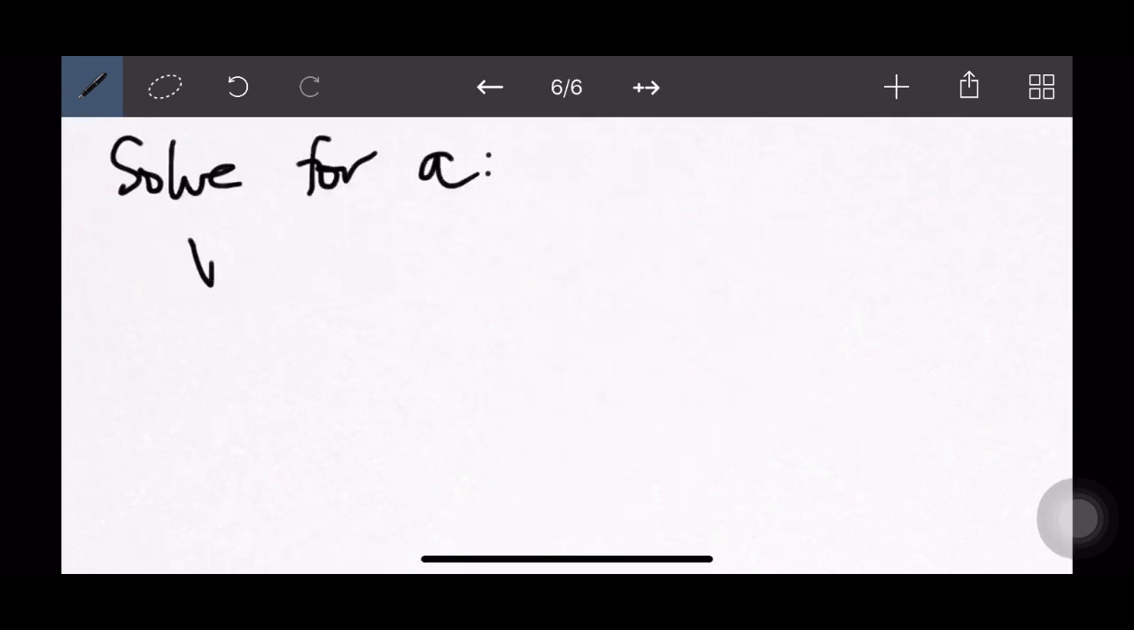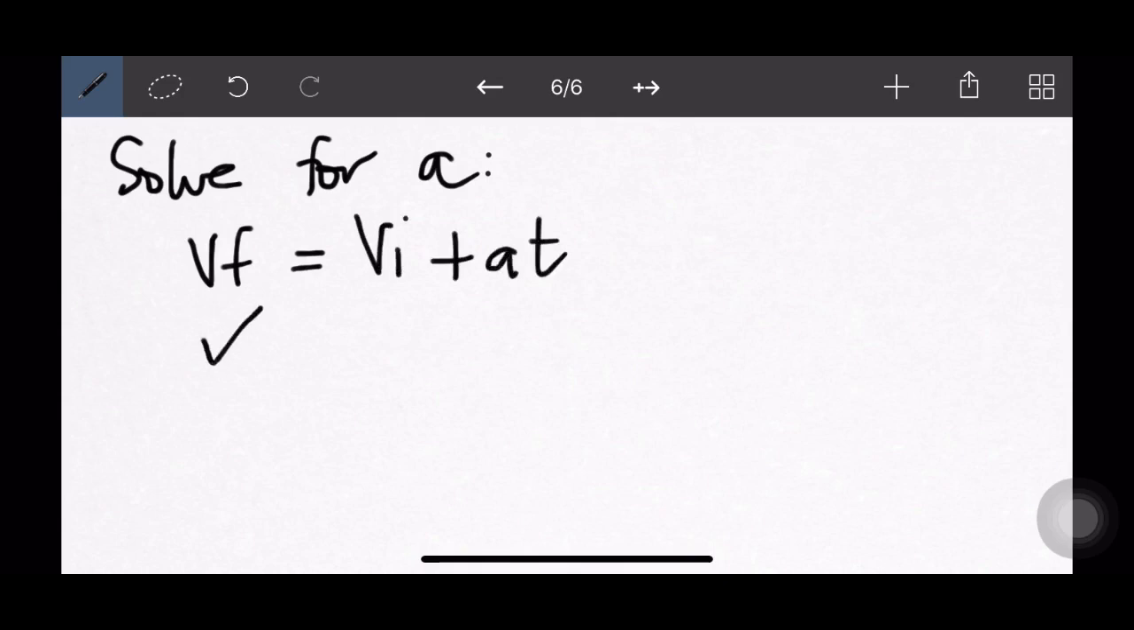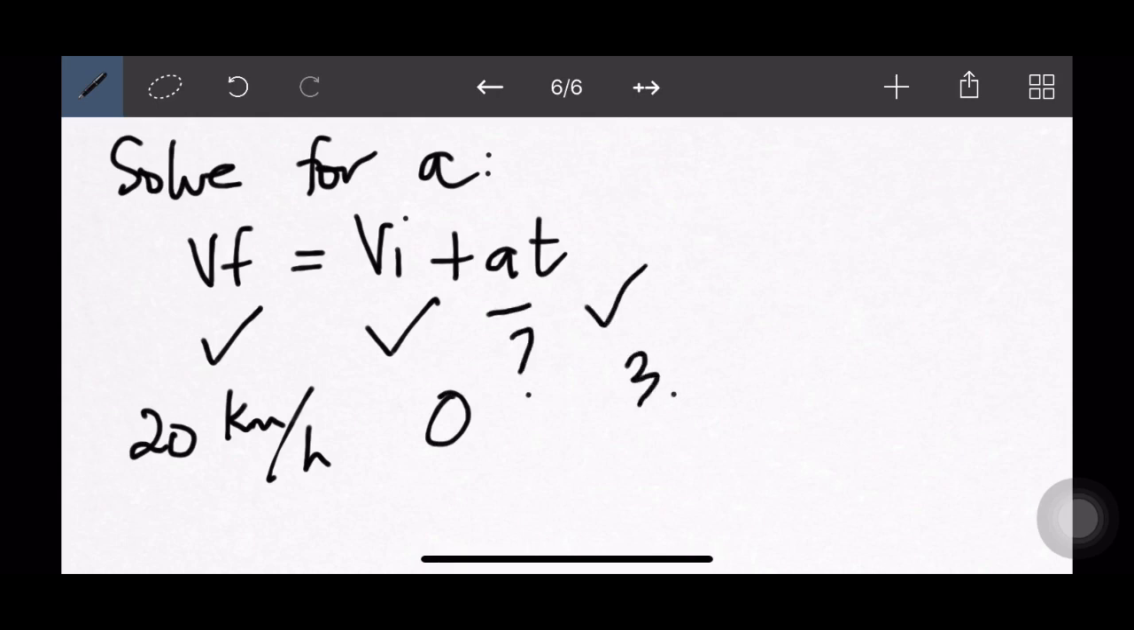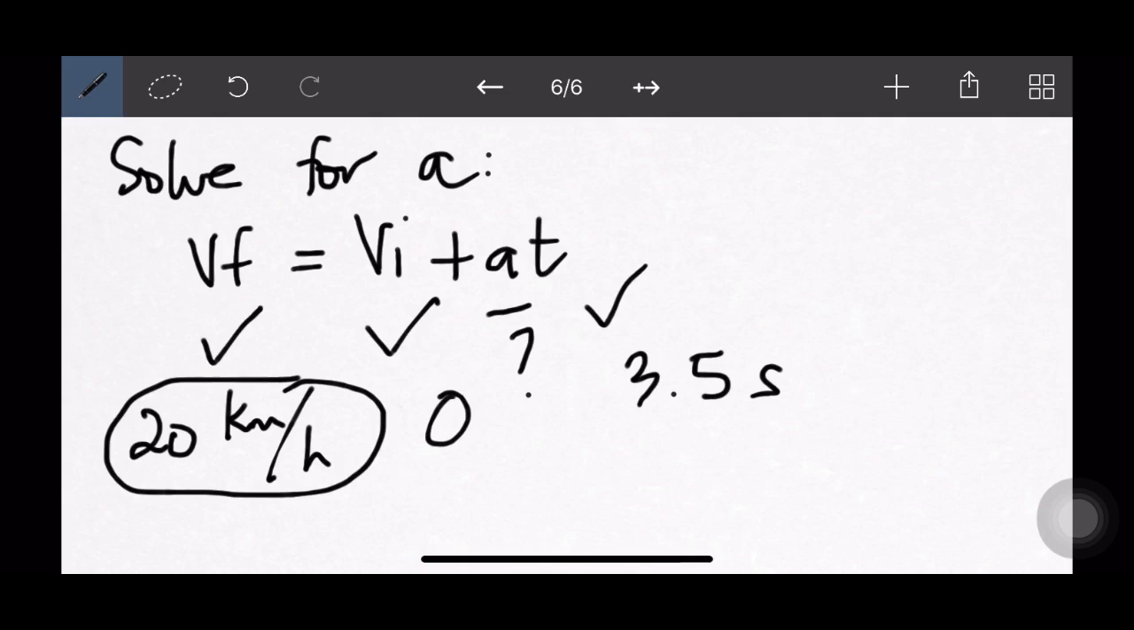We can actually use the first equation, vf equals vi plus at, because it has final velocity, that's 20 km per hour. It has also initial velocity, which is 0 at rest, the acceleration, which is unknown, and then the time, which is 3.5 seconds. Notice that our final velocity's unit is not in standard form. So that's why we have to convert this one to meters per second first before we solve for the acceleration.